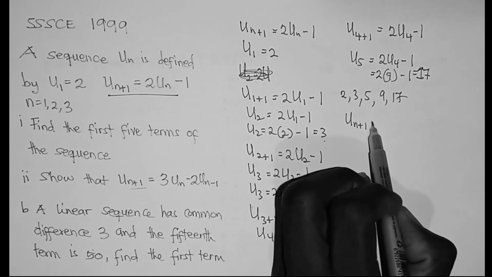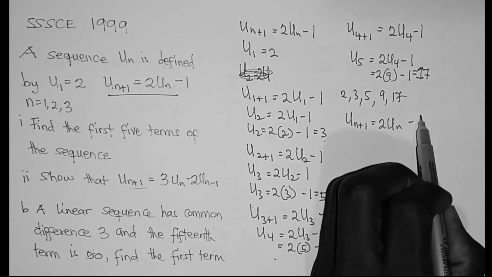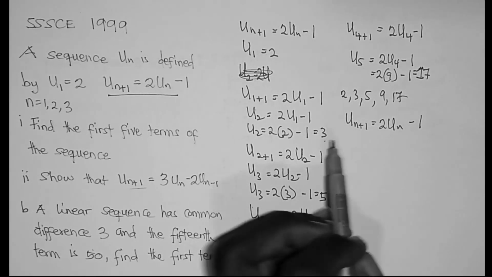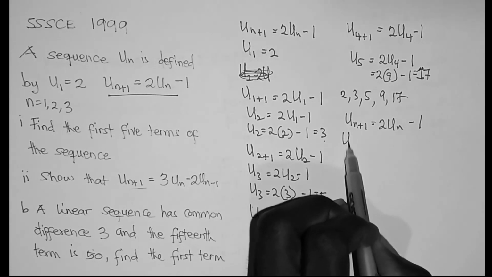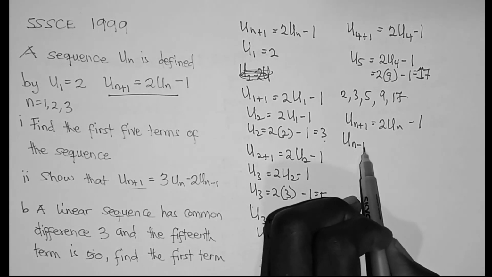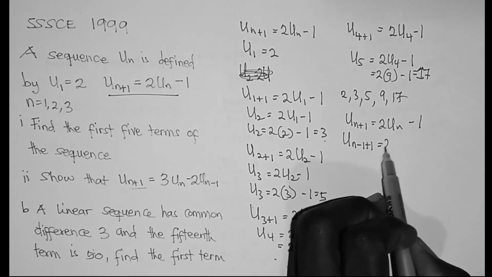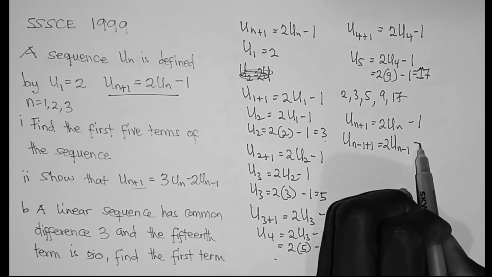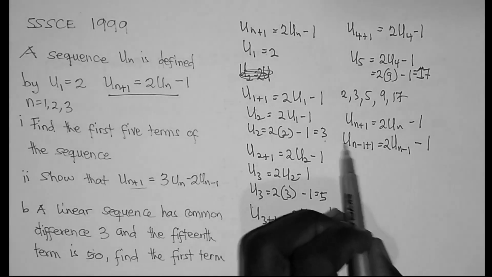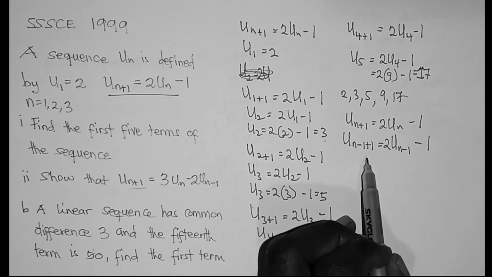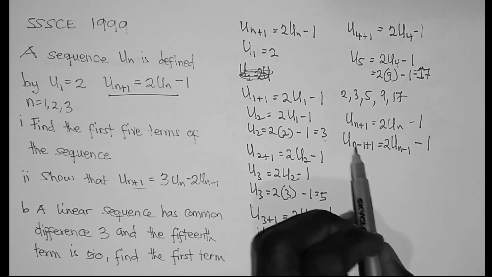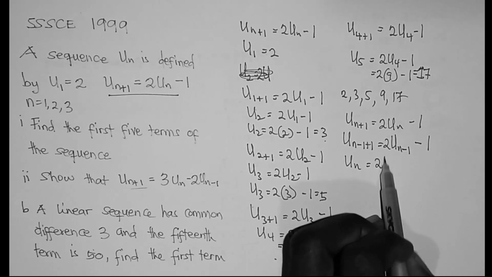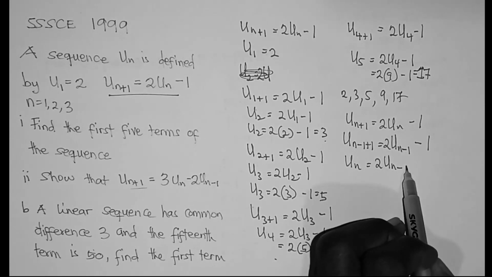u(n+1) equals 2u(n) minus 1. So in this n plus 1, let's replace n with n minus 1. So it becomes u(n minus 1 plus 1) equals 2 times u(n minus 1) minus 1. So that this part becomes minus 1 plus 1 is 0. So u(n) is equal to 2u(n minus 1) minus 1.